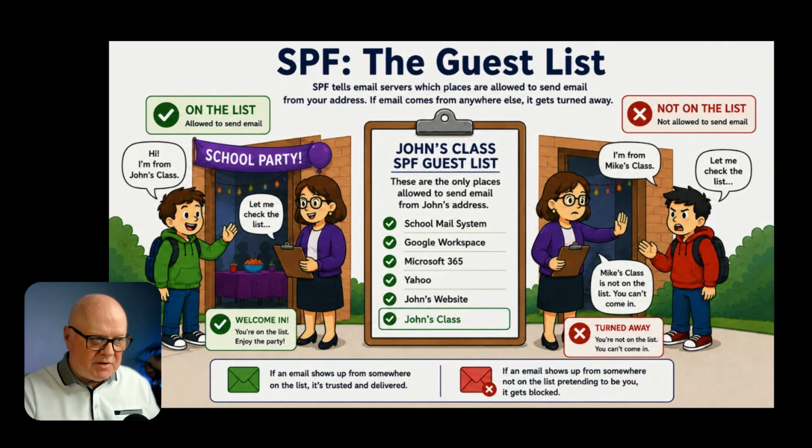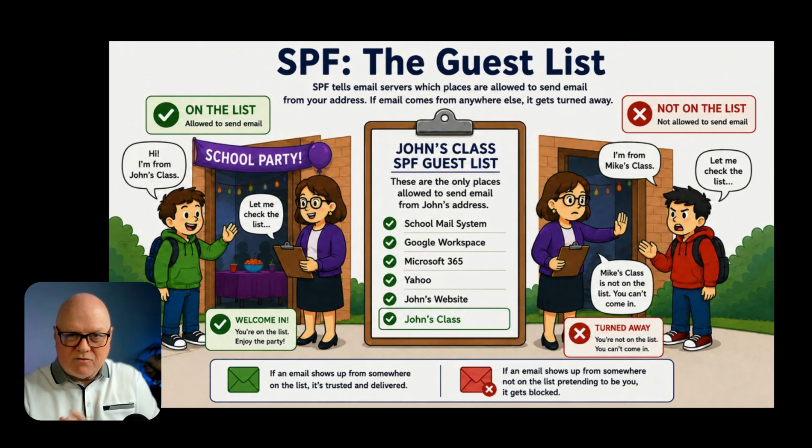So in this image here, on the left hand side, essentially this guy here with the green top on, he would essentially be Kit turning up with my emails. He says, hi, I'm from John's class, and then if you look at the guest list in the middle, John's class is on it. So these would be people that I give permission to send emails on my behalf.